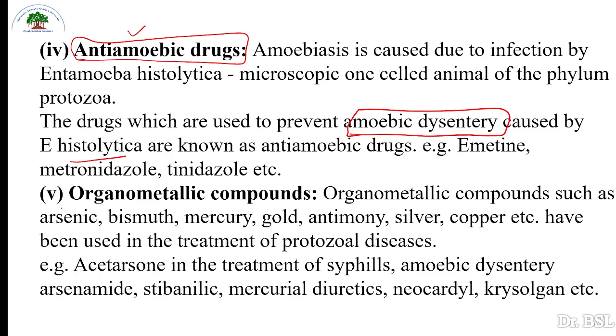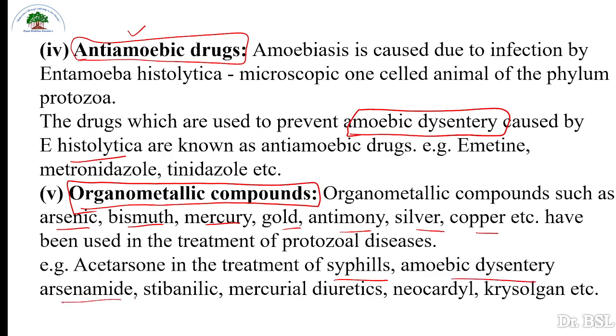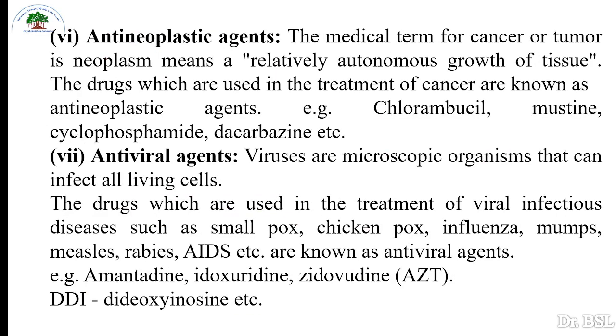And fifth is organometallic compounds. These are compounds containing metals such as arsenic, bismuth, mercury, gold, antimony, silver, copper, etc., which have been used in the treatment of protozoal diseases. Acetarsone in the treatment of syphilis, amoebic dysentery, arsenamide, stibanate, mercurial diuretic. These are some examples of organometallic compounds which are used as drugs.